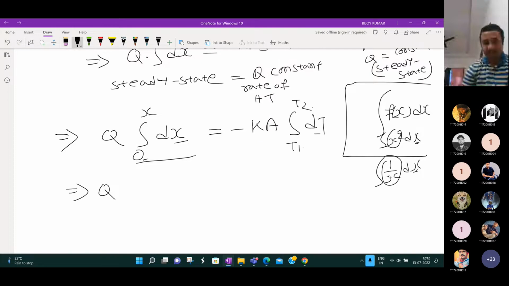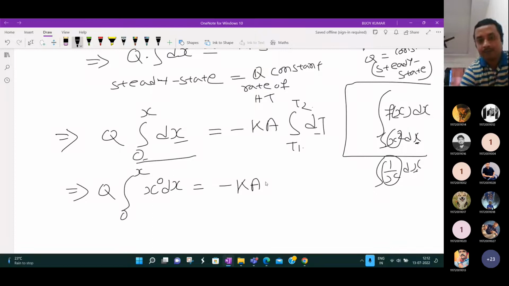Then what we can do is we can put a dummy f of x. Dummy f of x means what? We can write it as, kindly listen carefully, x to the power 0 into dx, 0 to x. Here we can write minus kA into t to the power 0 dt.